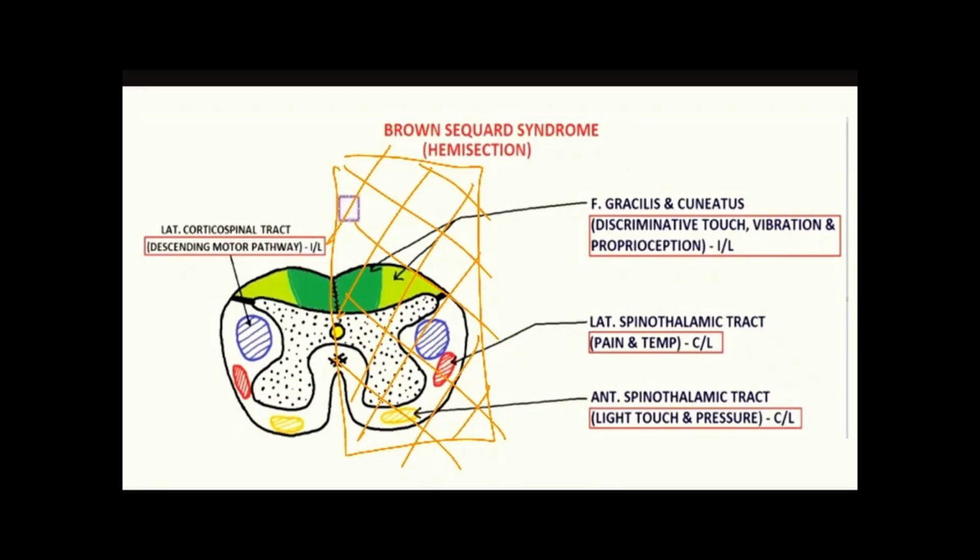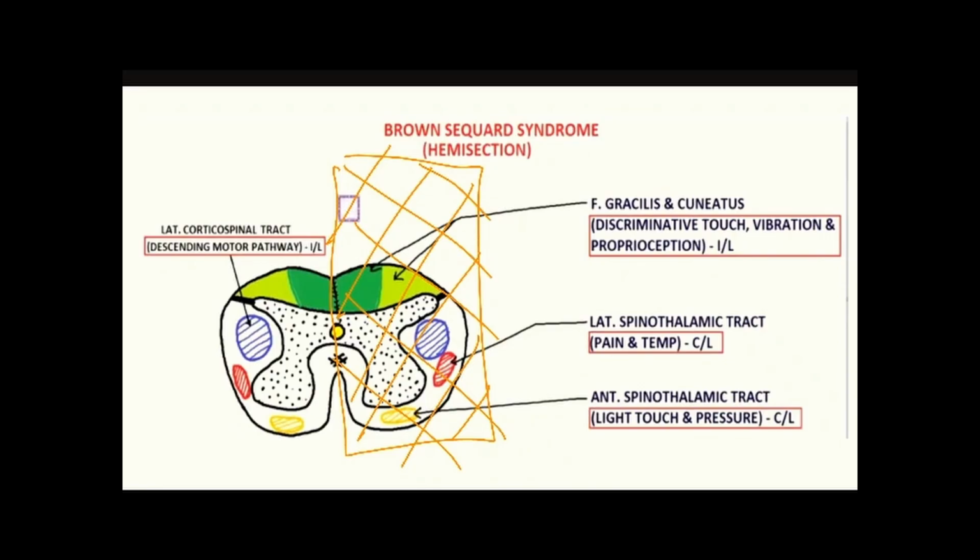The last two are our sensory. Again, how do we know they're sensory? Spinothalamic. They're going from the spine to the thalamus. That's a sensory pathway. Lateral spinothalamic, pain and temperature. Anterior is light touch and pressure. These are contralateral lesions because where do these cross over? At the level of the spinal cord where they enter, and that's where they cross over. So if I damage the left side of my spinal cord, I'm going to lose these sensations on the contralateral, the opposite side.